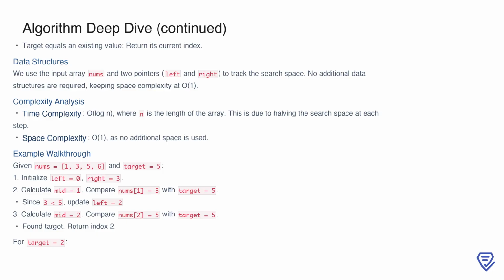Consider the array nums equals [1, 3, 5, 6], and the target value 5. We start by initializing left at 0 and right at 3. Calculating the middle index gives us mid equals 1. The value at nums[1] is 3, which is less than 5. Therefore, we update left to mid plus 1, which is 2. Recalculating the middle index gives mid equals 2, where nums[2] equals 5. Since we found the target, we return the index 2 as the result.